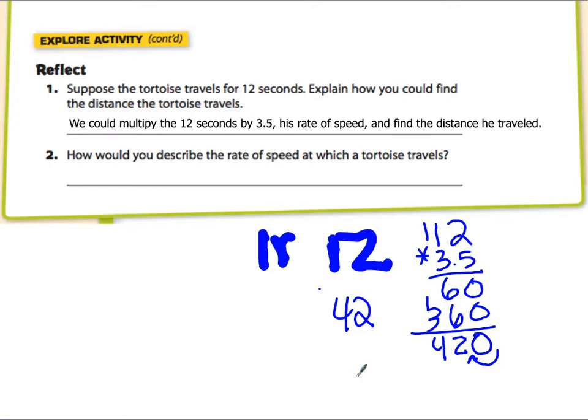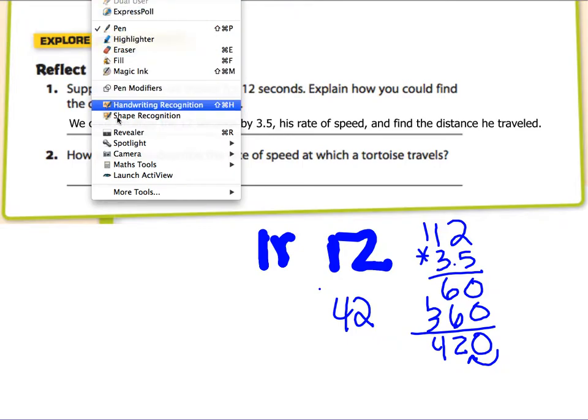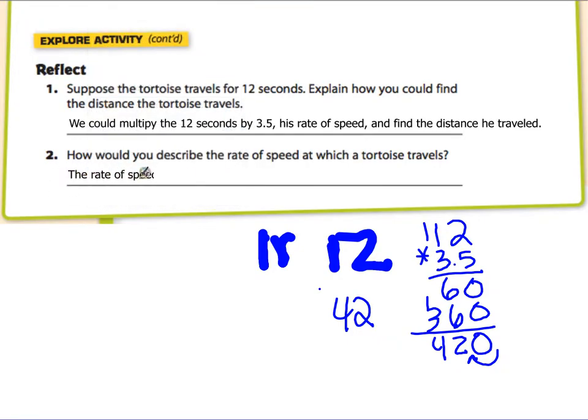So I know that he would have traveled 42 inches. So how would you describe the rate of speed at which a tortoise travels? Again, we could describe that rate that he travels as constant, because it's never changing.